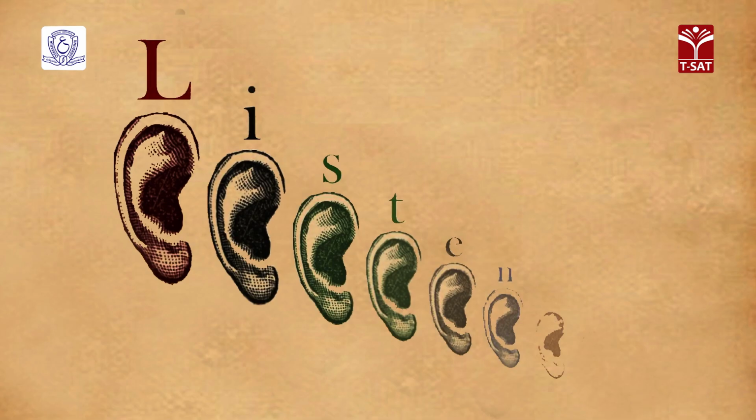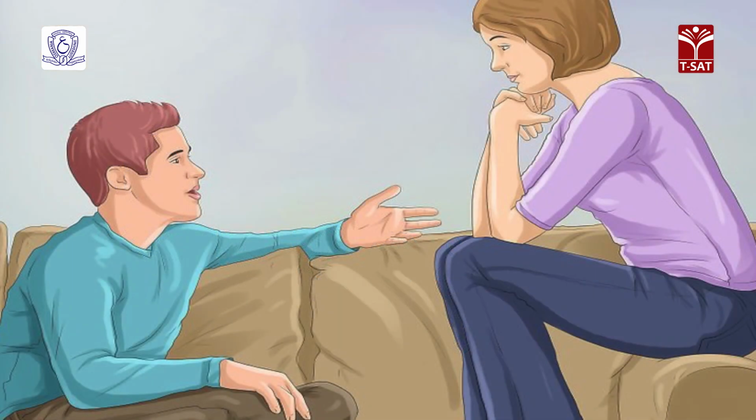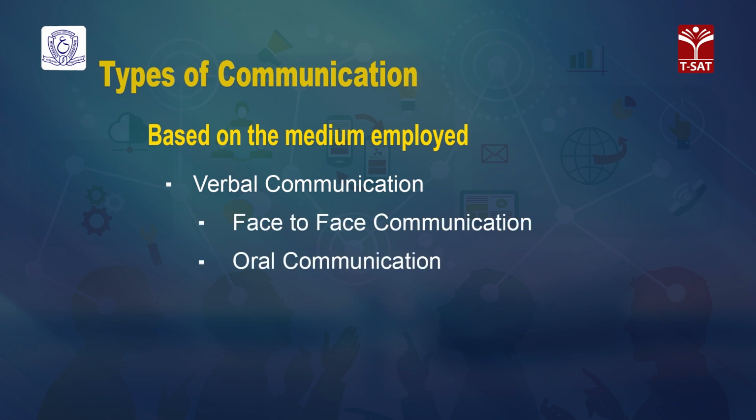Lastly, listening also plays a major role in verbal communication. Active listening by the receiver and the sender will enable verbal communication to be effective. Verbal communication can be broadly classified into two types: face-to-face communication and oral communication. Let's understand these further.